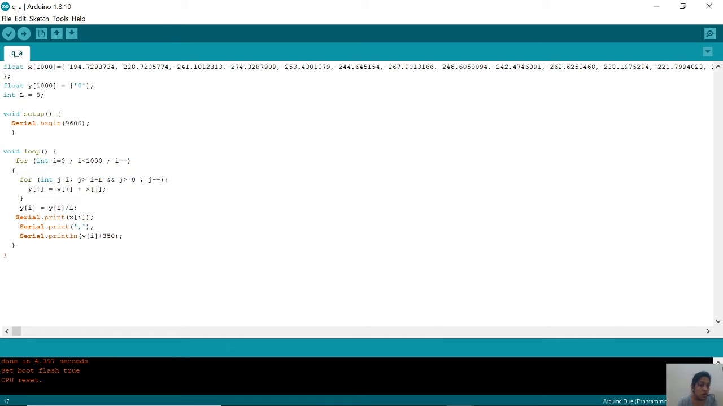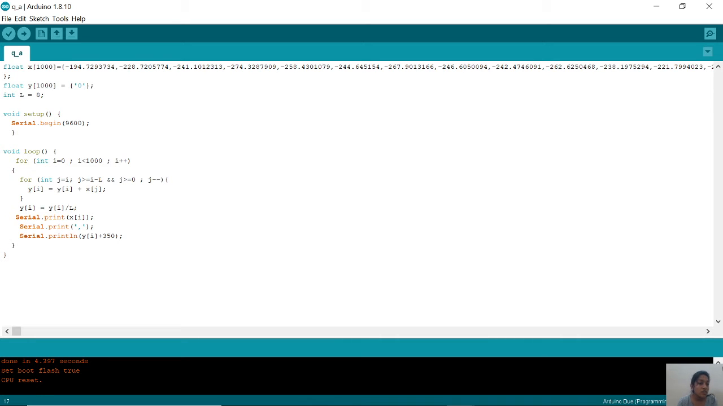Going into the loop, here we have written a for loop: int i equal to 0, i less than 1000, i plus plus. So we are starting from 0 and we'll go till 1000. i plus plus indicates that after completion of every loop we'll be increasing the value of i by 1. There is an inner loop again. We are initializing j equal to i, and it runs till j greater than or equal to i minus L, and j minus minus. This inner loop is for running the loop for the L number of terms. For example, if we start with i equal to 0, it runs from 0 to 7, and it will be taking the average of all the components.